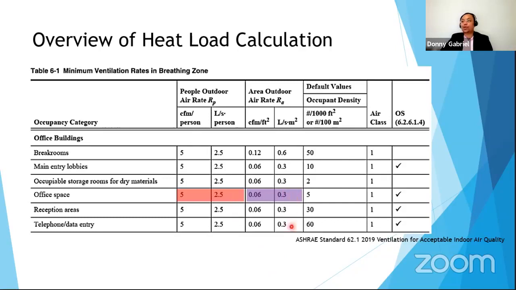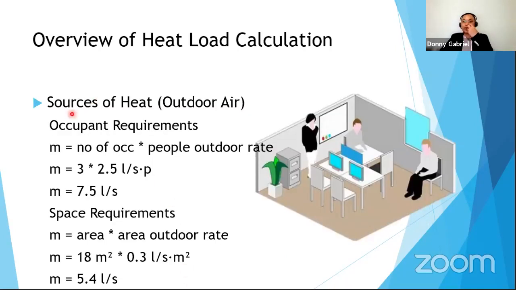Okay, so let's calculate both. All right. So if you're using occupant requirements, again, we have three people. So these three people would need about 2.5 liters per second per person. Total, 7.5 liters per second. Pag naman space ang kinonsider natin, space is about 18 square meters. The code said we should use 0.3 liters per second per meter squared. Ang total niya, 5.4 liters per second. Since pag area ang kailangan, ang consider mo, you only need 5.4. However, if you're using people, you would need 7.5.